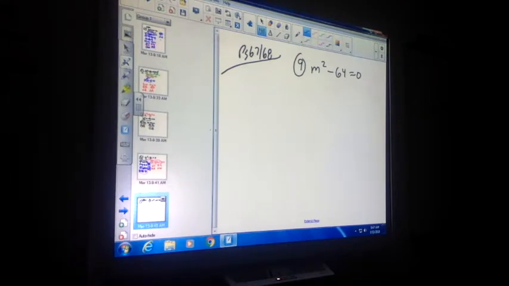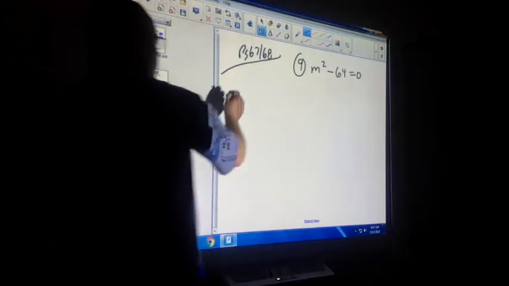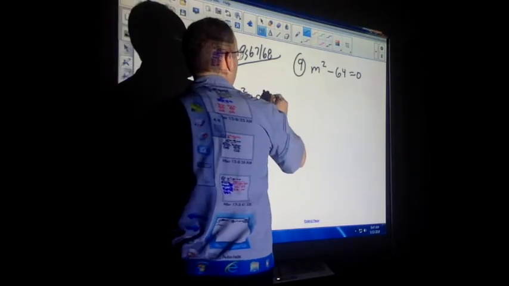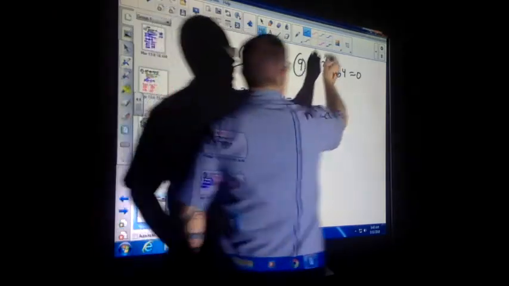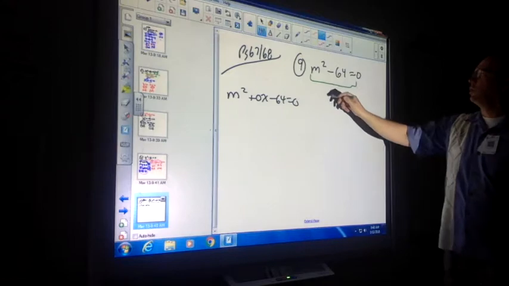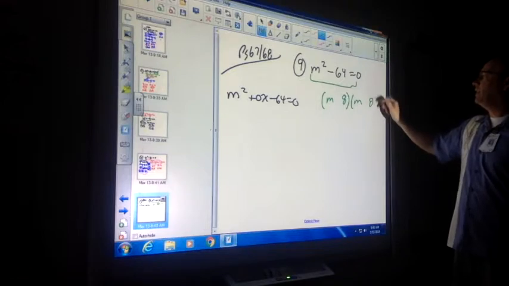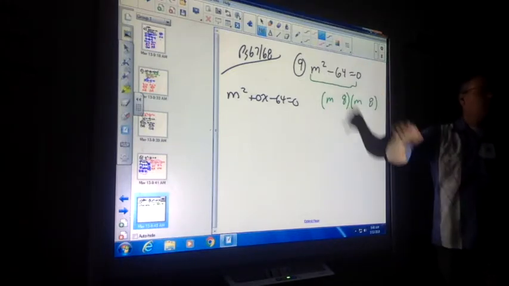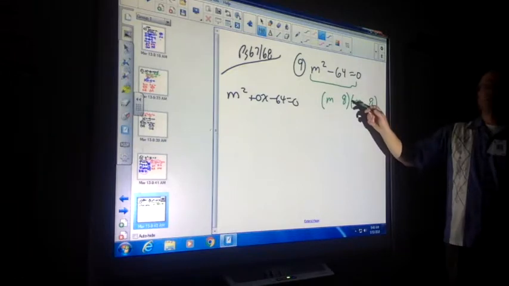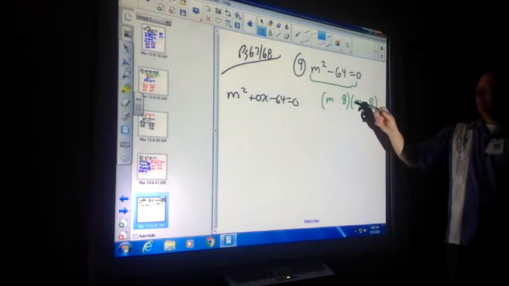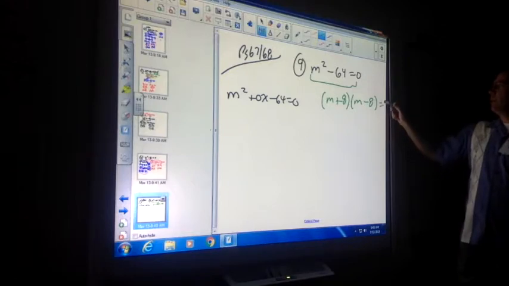All right. Hey, let's look at this problem. Okay. What are we missing? The middle. I'm missing the 0x, right? So I could do it like this, where I do the m squared plus 0x minus 64. Or I could recognize that this is the difference of two squares. So I have m and 8 and m and 8, because 8 times 8 is 64, and m times m is m squared. What am I going to do here? A negative sign for the last one, because it's plus a negative. That's it. So then we set both those equal to 0.